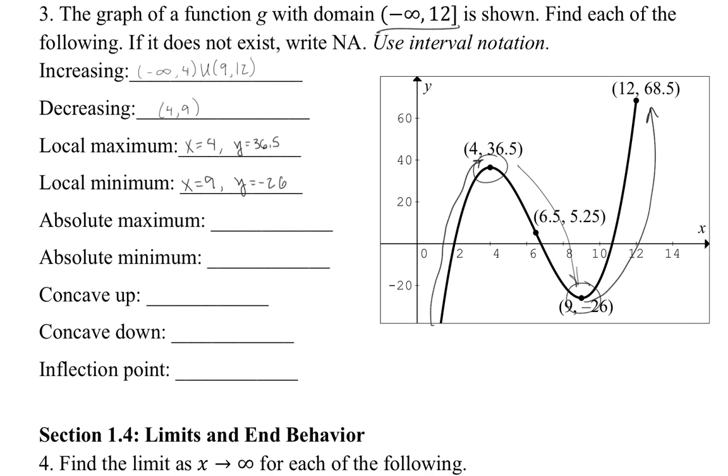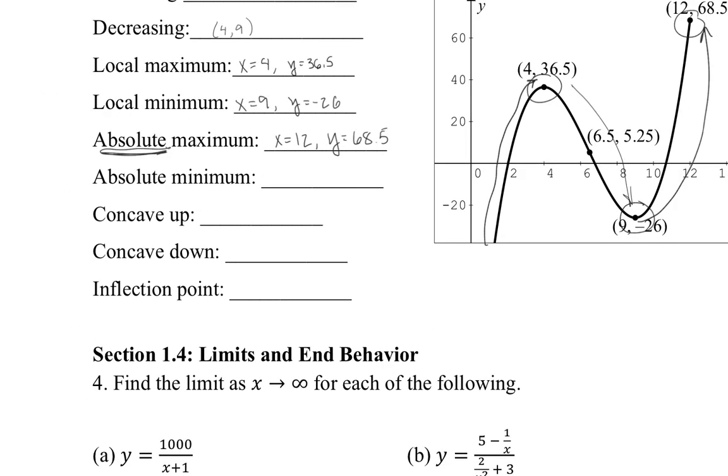And then finally, our absolute maximum is going to occur here. So that will be at x equals 12, y equals 68.5. Absolute minimum, we can see that our function keeps going down and down to the left. So this is not going to have an absolute minimum because it's never going to stop decreasing.